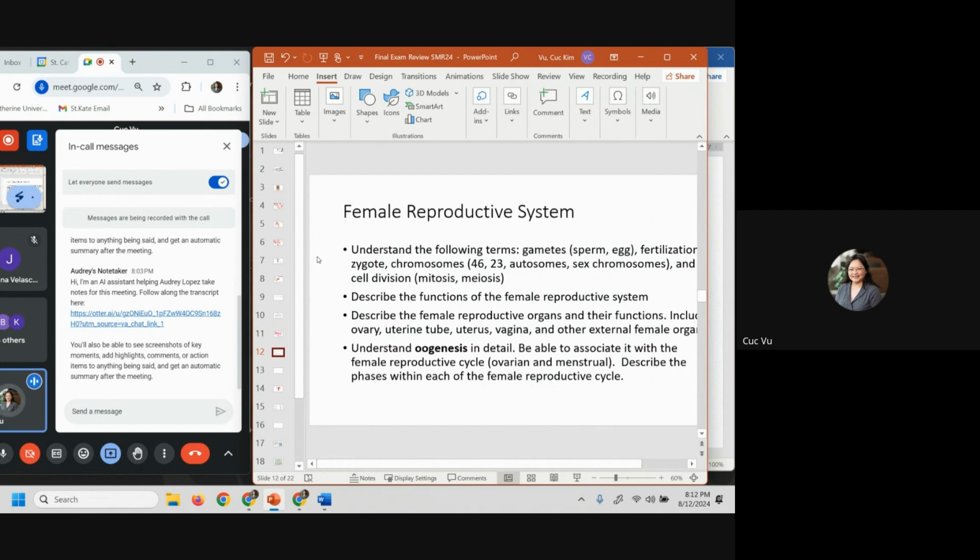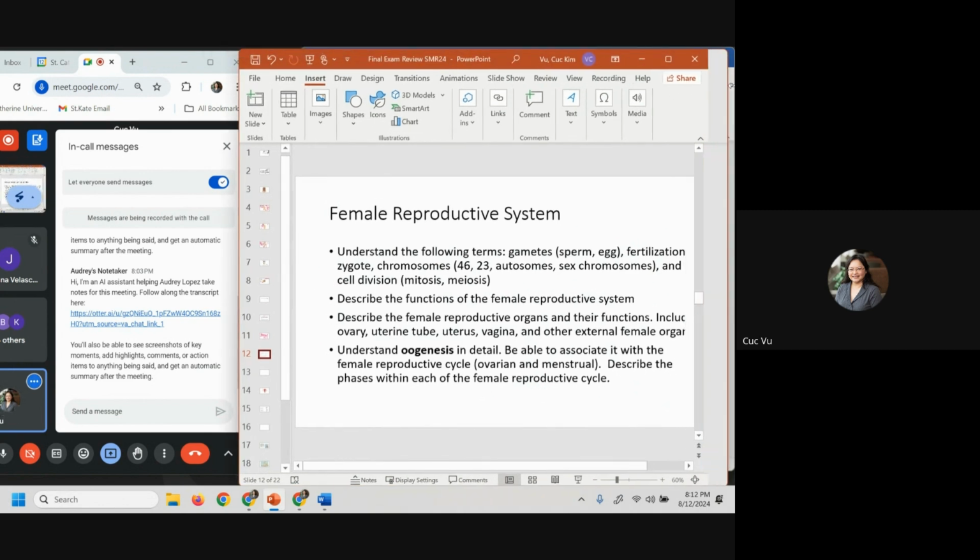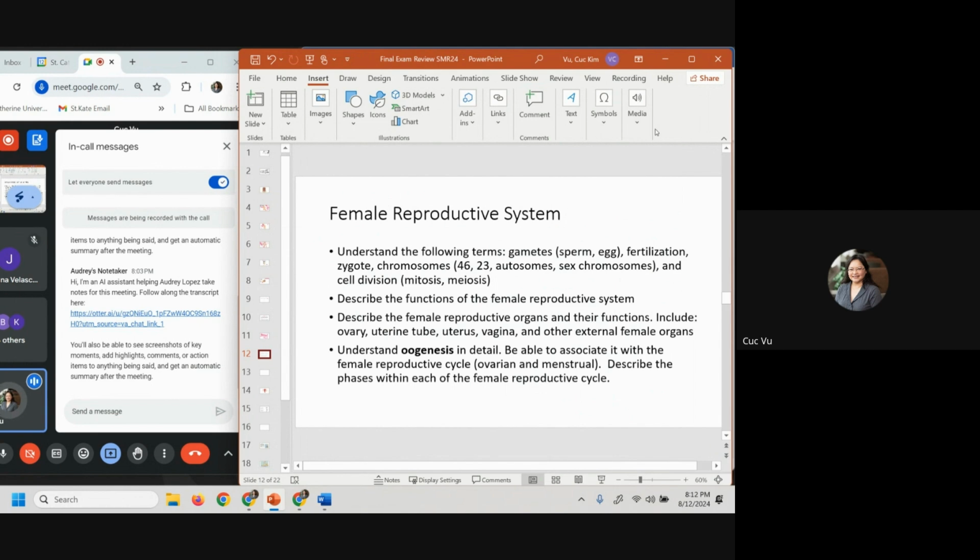So we're going to the female reproductive system. You want to make sure that you know the terms we just went through: gametes, fertilization, zygote, chromosomes, and cell division. So kind of just what we just reviewed. Okay? Be able to describe the functions of the female reproductive system, and then know the organs and their function. Okay? Which includes the ovary, the uterine tube, the uterus, the vagina, and the other external female organs.